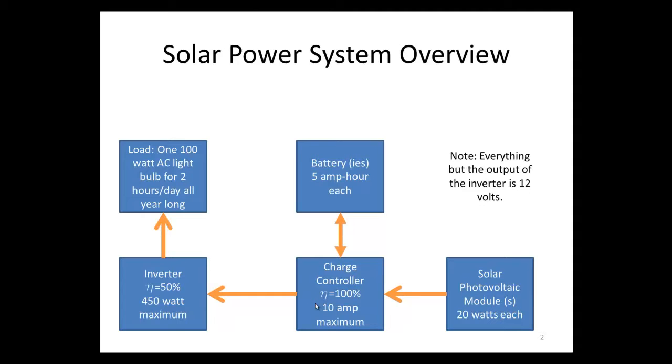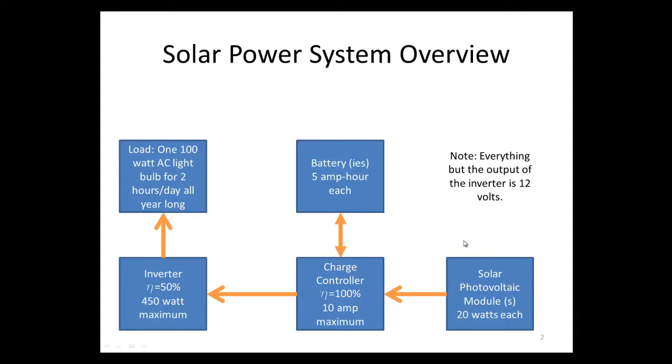We're also going to include some batteries in our system. Right now we don't know how many. We rate batteries in amp hours. Again, 1 amp hour is providing 1 amp for 1 hour. We're going to say each battery can hold 5 amp hours, so we'll have to figure out how many we need. Then we also have our solar photovoltaic modules, which take sunlight from the sun and make electricity. We're going to say they're 20 watts each, so again, we're going to have to figure out how many of those we want.